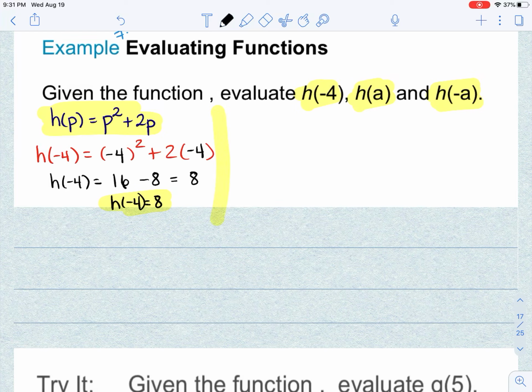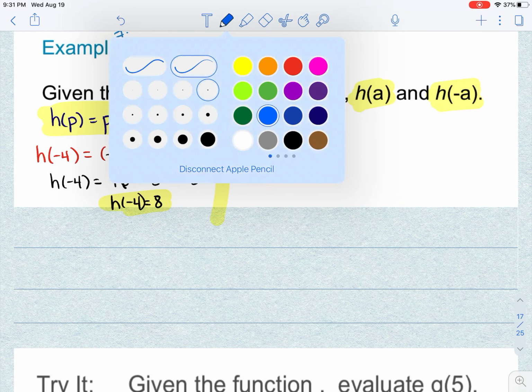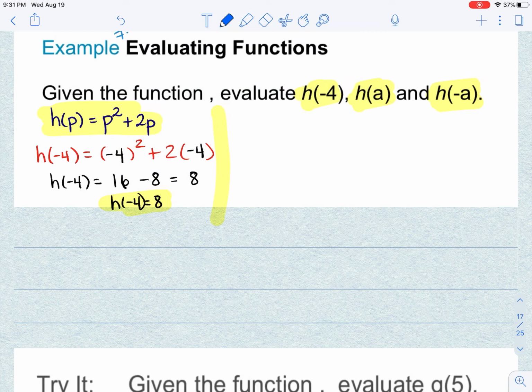All right, let's do the next one. We have h of A, and then we're just going to replace A everywhere we see p. So A squared plus 2A, and then you're pretty much done. That's as far as you can go there. There's nothing else you can do there.